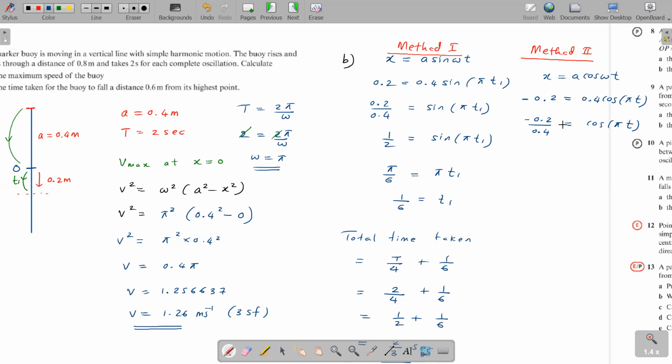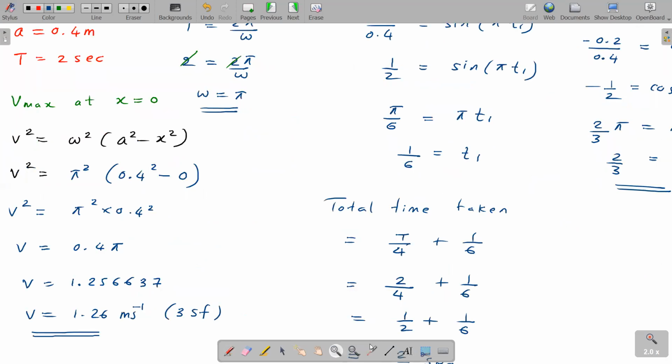Okay, so how much is the answer? This is minus half, equals cos pi t. Cos inverse of minus half, in radian mode, gives you 2 over 3 pi equals pi t. And t will be, the pi cancels out and you get 2 over 3 seconds. So you can see I got the same time.